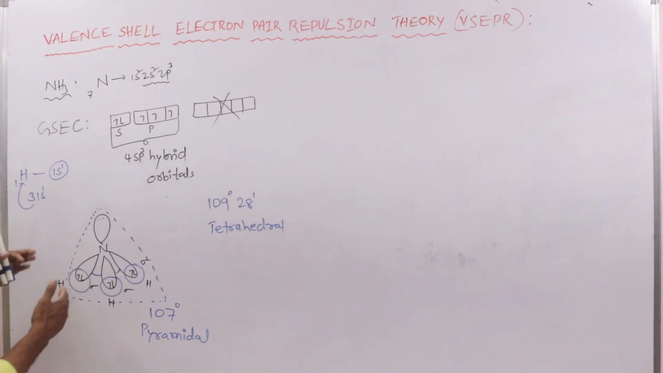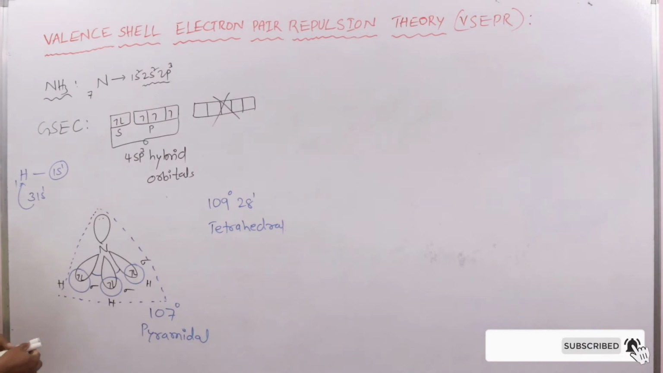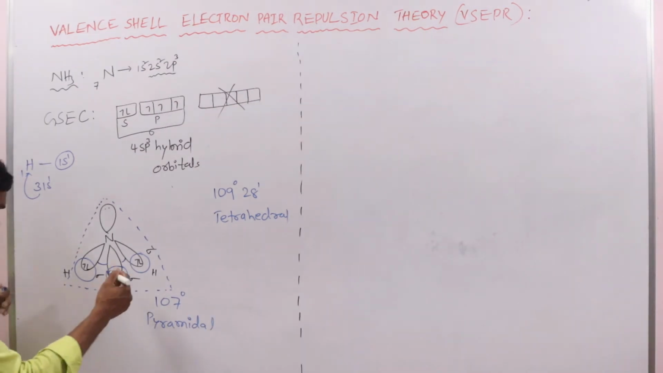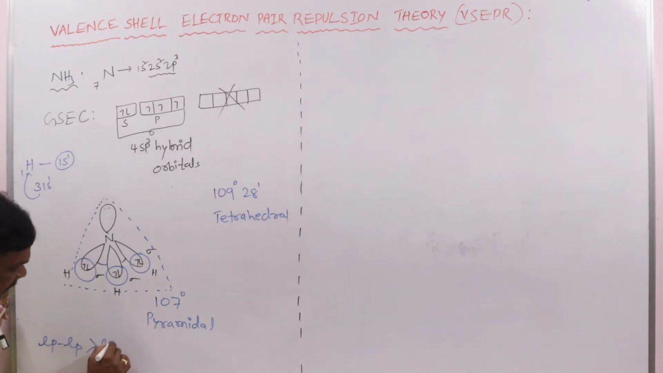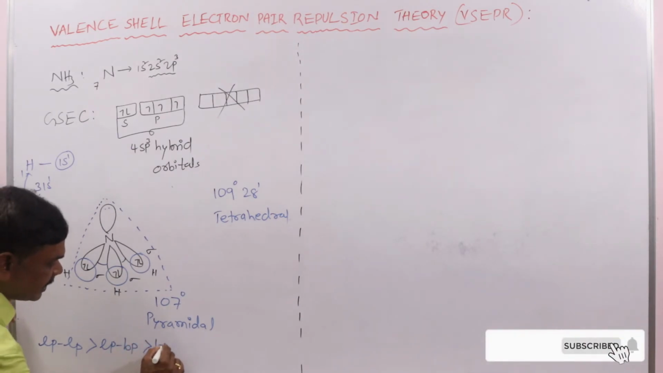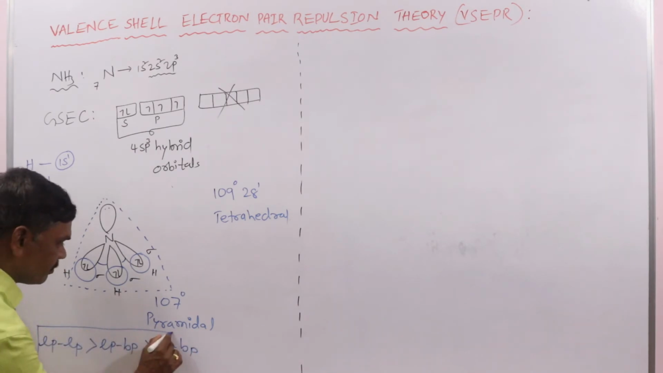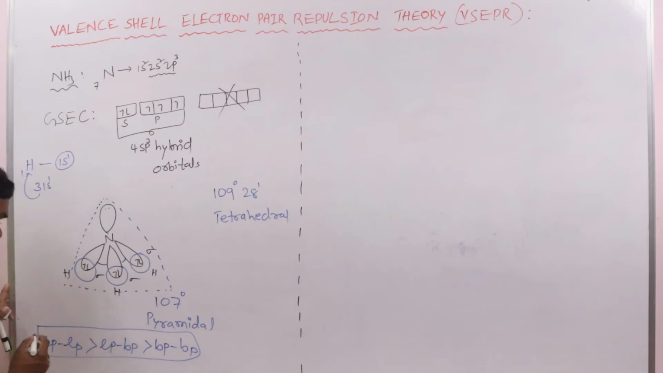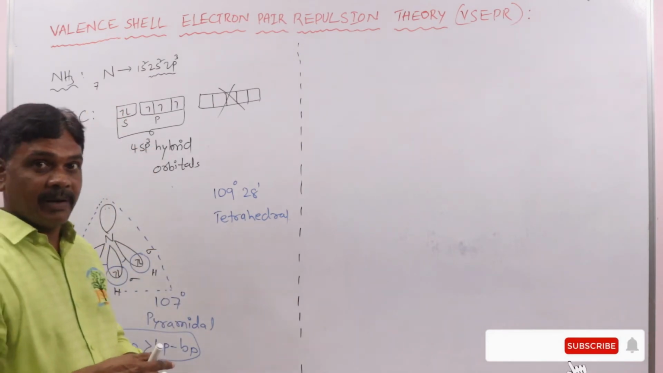So what is the order of repulsion of lone pairs and bond pairs? Lone pair causes more repulsion than bond pair, and lone pair-bond pair causes more repulsion than bond pair-bond pair. This is the order of repulsions. This is the first example of valence shell electron pair repulsion theory.